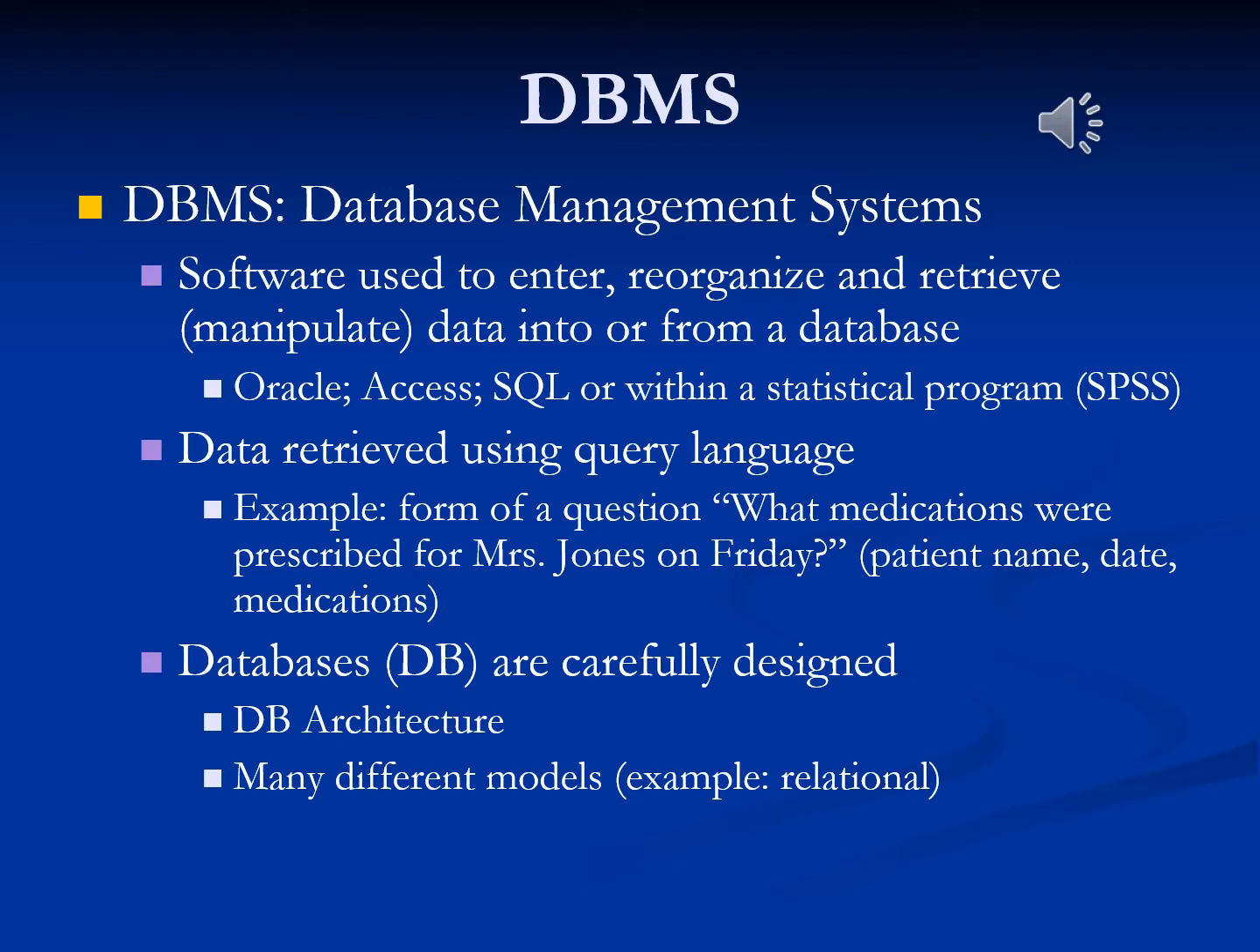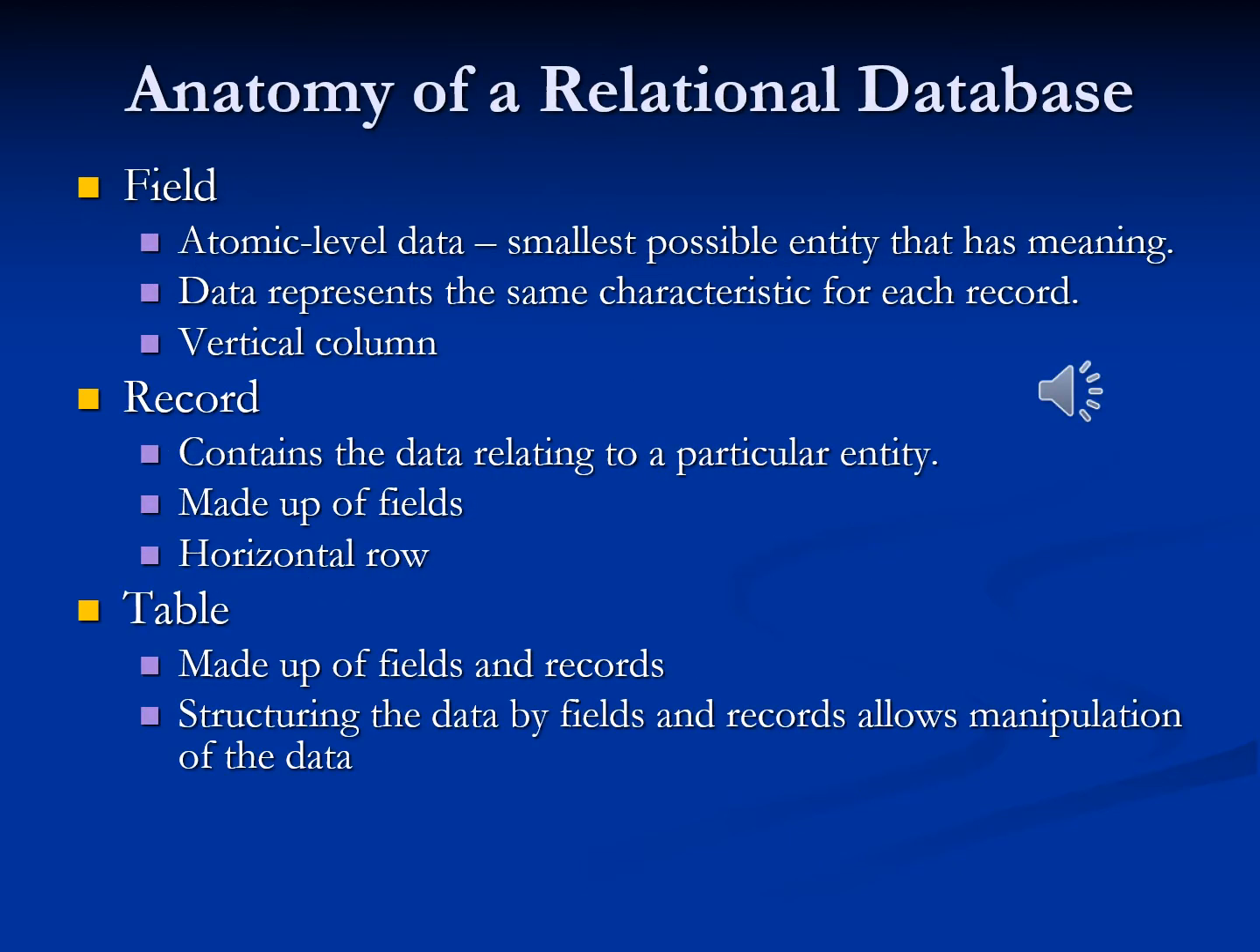The databases need to be very carefully designed, and there's a whole specialty area on database architecture, and there are many different models. The one we are going to talk about a little bit more here is what they call relational databases. So it's important to understand the anatomy of a relational database. It is made up of tables, and the tables are made up of fields and records. A field is what they would call an atomic level, the smallest possible entity that has meaning, and the data represents the same characteristic for each record, and it's usually a vertical column.